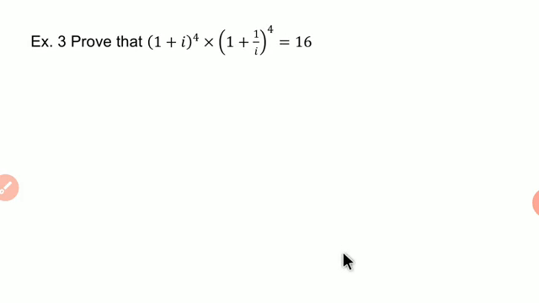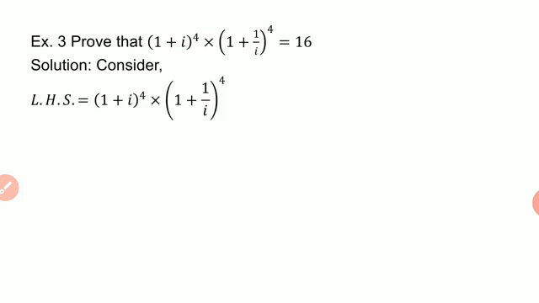Prove that (1 plus i) bracket raised to 4 multiplied by (1 plus 1 upon i) bracket raised to 4 is equal to 16. Now we consider here LHS and we prove its value is the same as the RHS. So see the solution. Consider LHS: (1 plus i) raised to 4 multiplied by (1 plus 1 upon i) raised to 4. Now we know by using the property that the value for 1 upon i is minus i, which means the value of this second bracket is (1 minus i) bracket raised to 4. Therefore it is equal to (1 plus i) raised to 4 multiplied by (1 minus i) raised to 4.